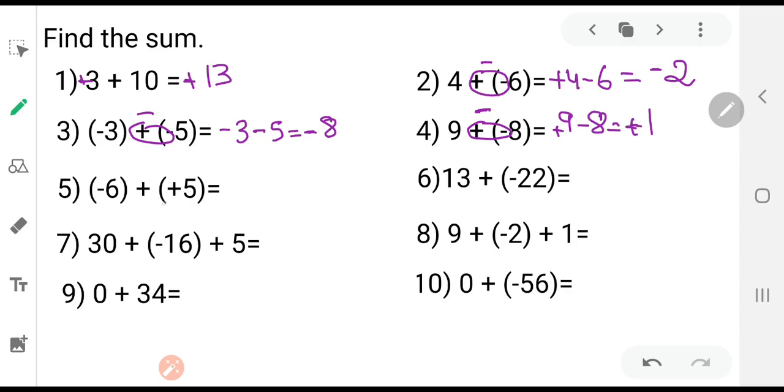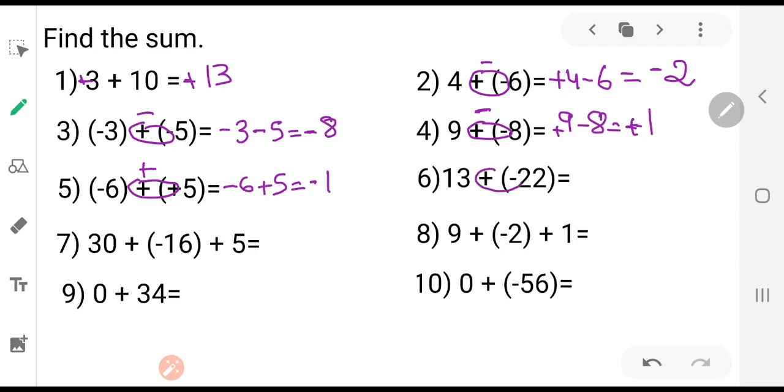Now, minus 6 plus 5 will be changed into a plus 5. So this is minus 6 plus 5. What do I have? Different signs, so I find the difference. 6 minus 5 is a 1. Now, which number is greater? It's the 6. What's the sign of the 6? Minus, so it's a minus 1.